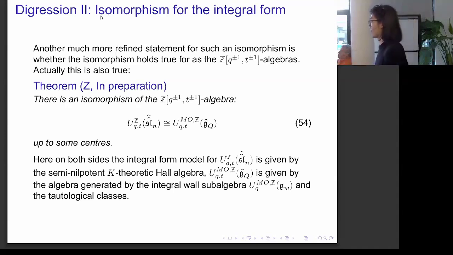But the integral form of the Maulik-Okounkov quantum algebra is given by the algebra generated by the integral Yangian and the tautological classes. So it seems obvious in the rational case, but it is much harder to do this proof. And in this case, nothing about the quantum difference equation is involved in the proof.